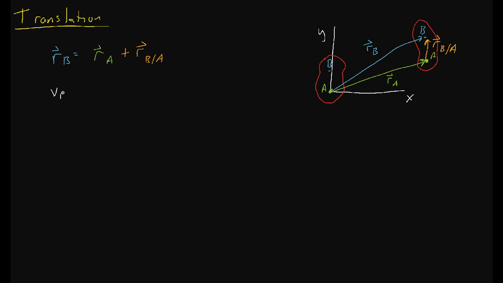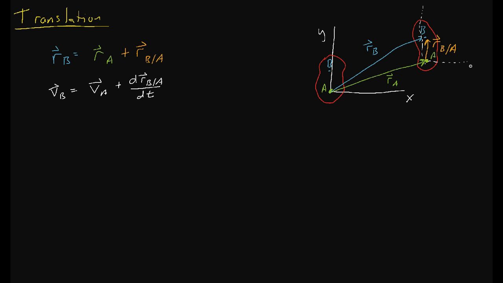Now, that's great for the location, but what's the velocity of B? Can we determine that if we just know something about A? Well, what we have to do is take the derivative, so we have the velocity of A, and then the derivative of r_B with respect to A.